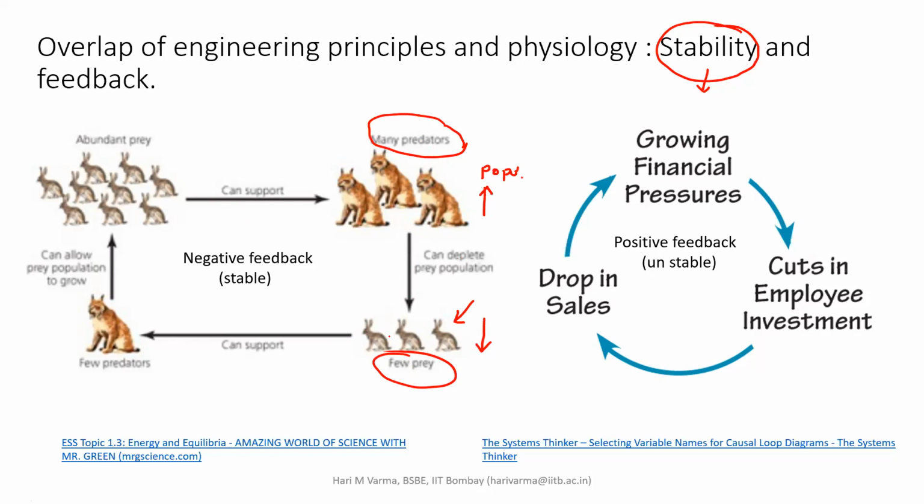So if the prey population decreases, what will happen to the predator population? They will also starve and die. Exactly. Assuming that this is the only food that is available, the predators will start depleting because they don't have enough food. Their population comes down. But if their population comes down, what will happen to the prey population?